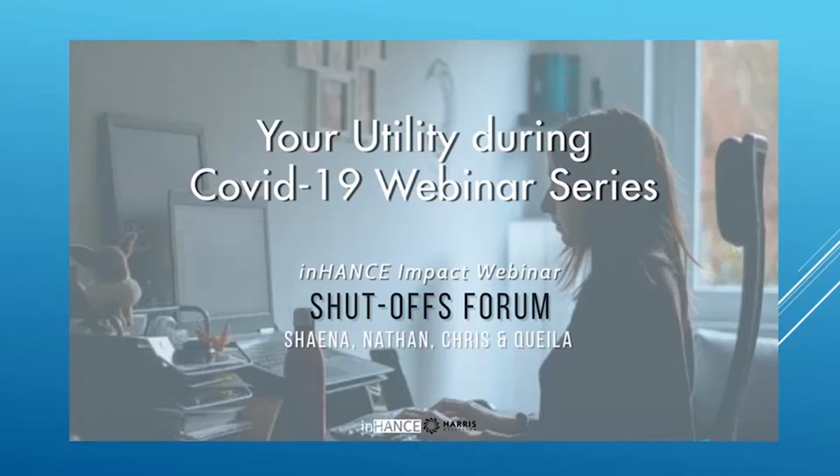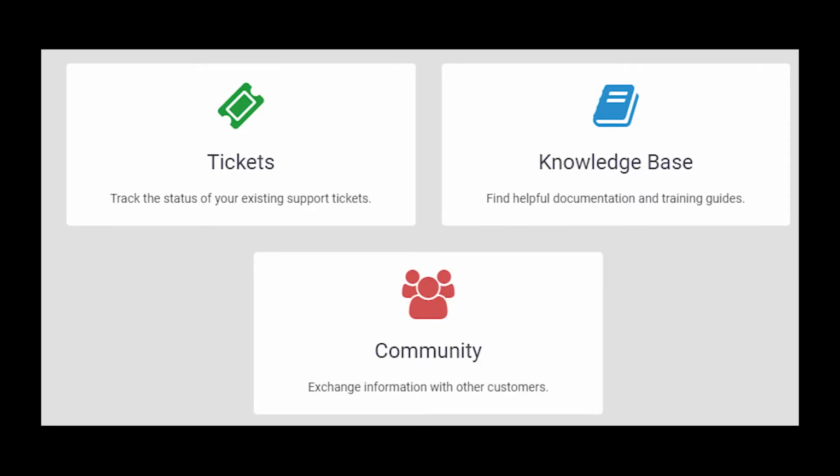So one question says, how can we receive more information about the online community tool? I will email you a link. It should also be included in the email where you signed up for this webinar, near the end of the email. It shows a screenshot of what the screen looks like, and it shows you exactly where to find it. Once you click on it, it'll basically look like a forum. There'll be a line where you add a question, and then people can all comment on it, and it's open to all of our inHANCE customers.